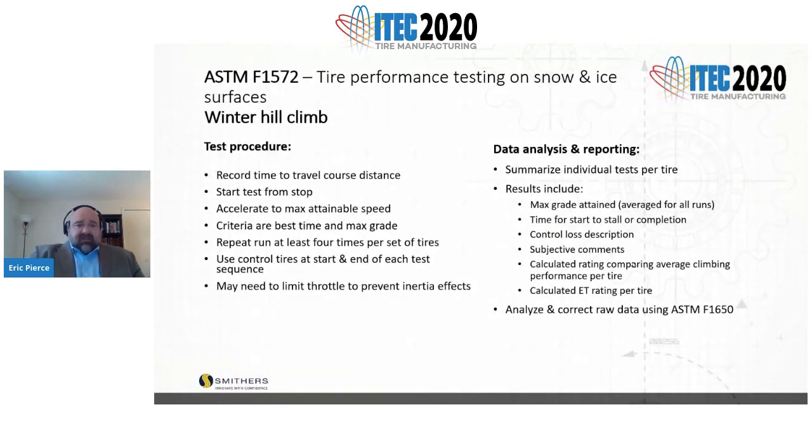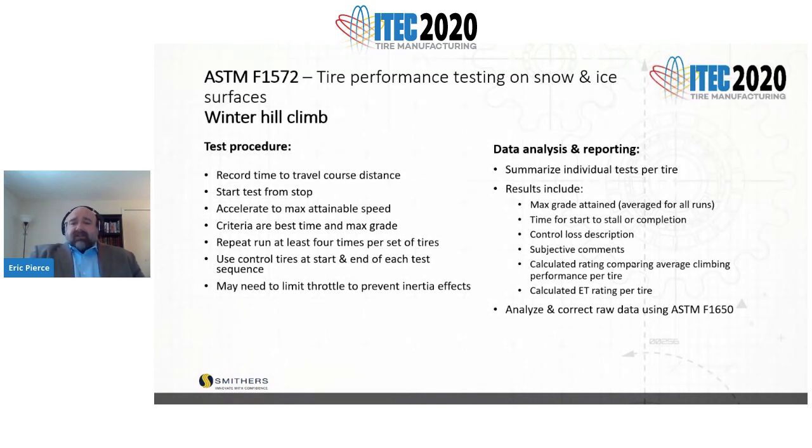Test procedure is pretty simple. You're recording time to travel the course distance. This one also starts from a dead stop. You accelerate to your maximum attainable speed, and what you're measuring criteria are for your best time, as well as the maximum grade able to be attained. So then you're going to want to repeat this test for each individual tire at least 4 times. Same as with the others, you have to start the sequence with a control tire and end with a control tire. And to prevent inertia effects, you really may need to limit throttle to keep from skewing the data.